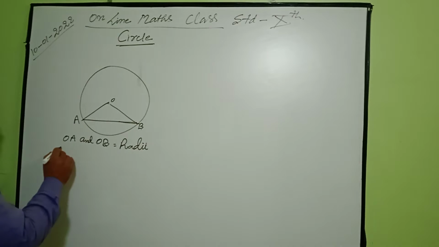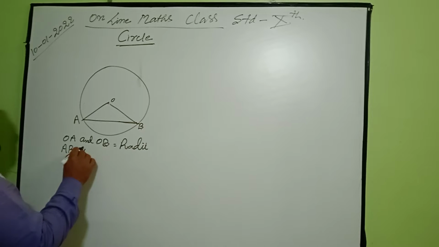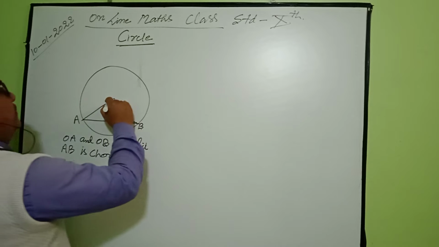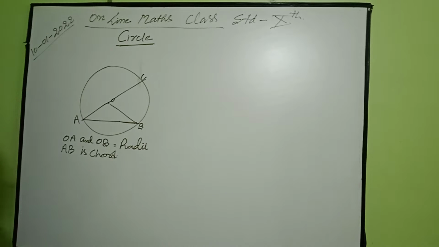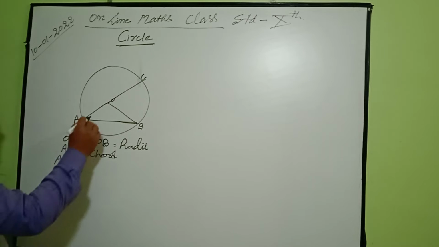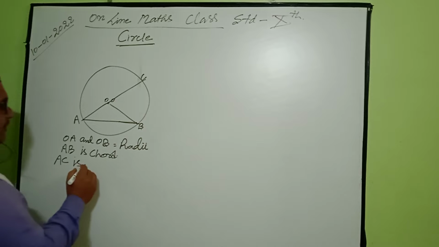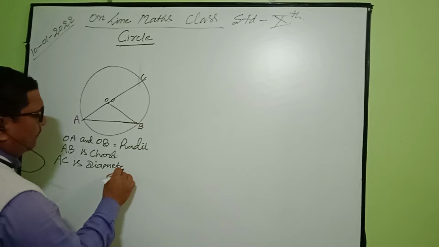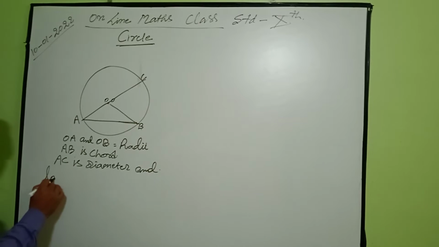AB is a chord. And AC, which passes through the center, is also a chord, which is the longest chord of a circle. AC passes through the center, so AC is the diameter and the longest chord of a circle.